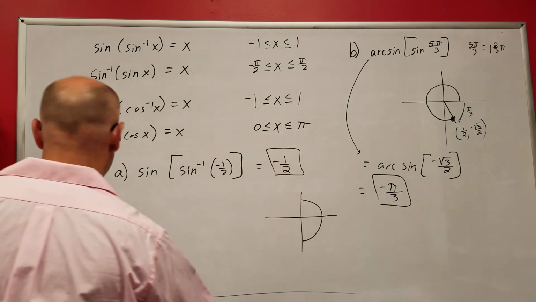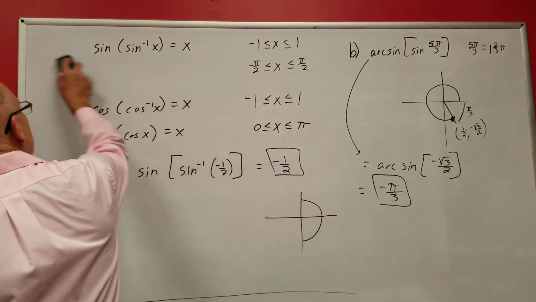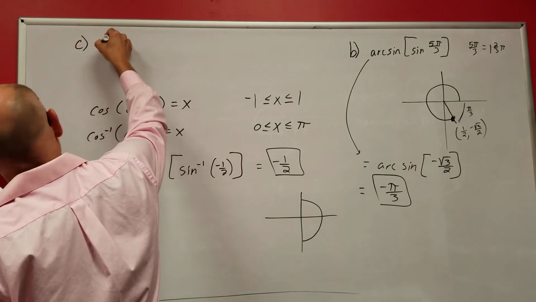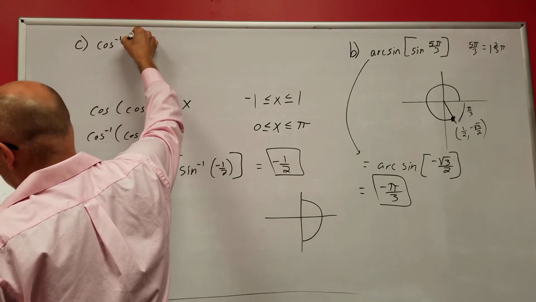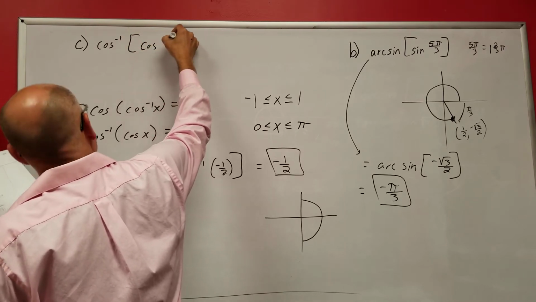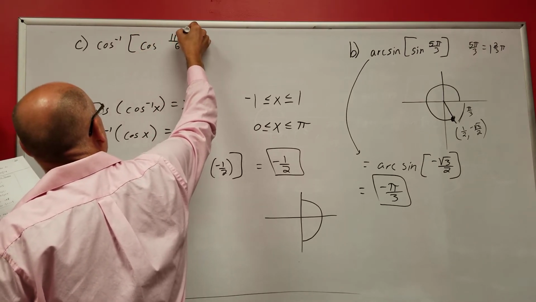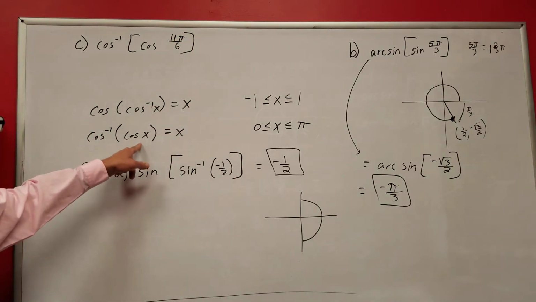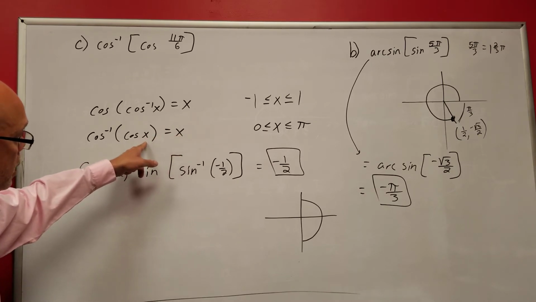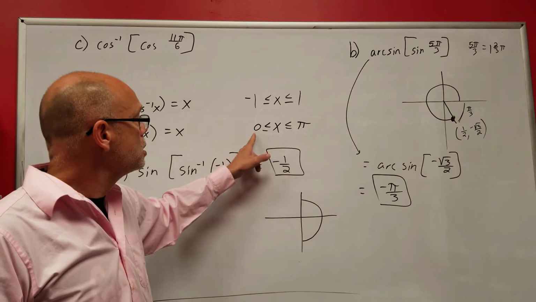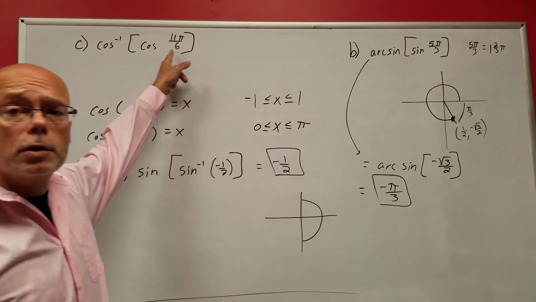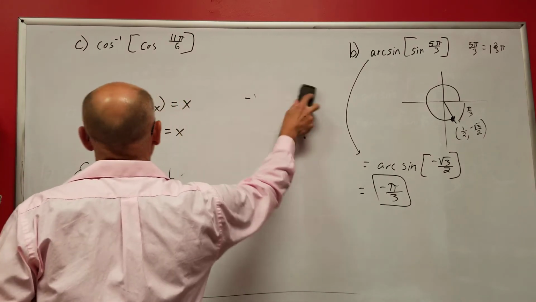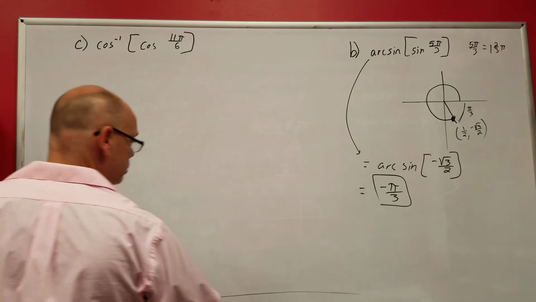Let's see, part C. I can erase this. I don't want to erase the next one, but I can erase that. C, we have inverse cosine of cosine of 11 pi over 6. That's this case, right? Now I could say it's equal to x if this x value falls between 0 and pi. Does that x value fall between 0 and pi? No, definitely not. So what do I need to do? I need to do basically what I did over there.